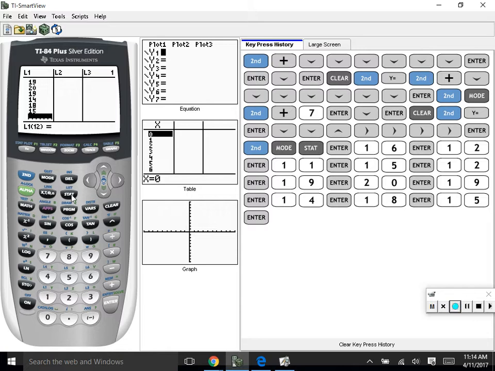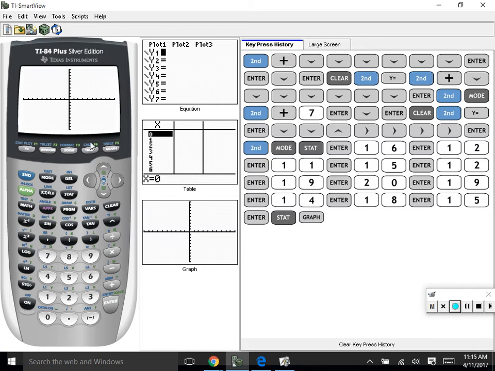Now you're going to hit the stat key again. No, actually, I don't even think we need to. We're just going to hit graph now. Oh, but you know what? We're going to need to change our window. That's what it is. So let's go to window.